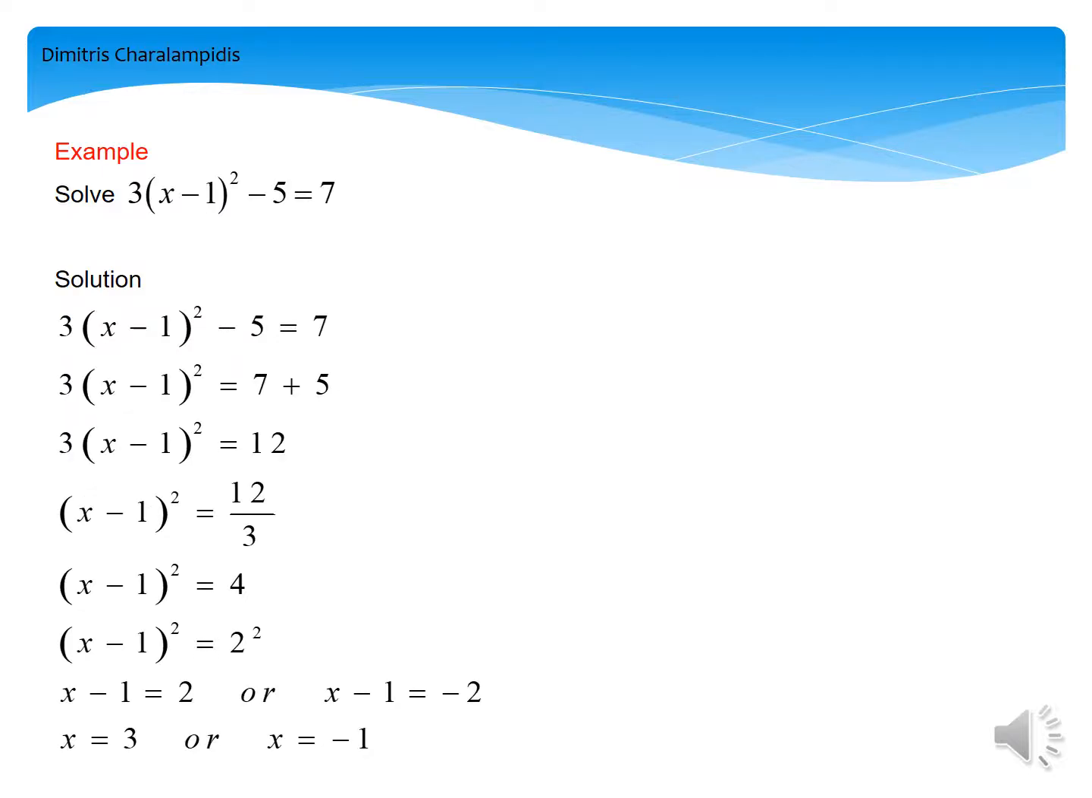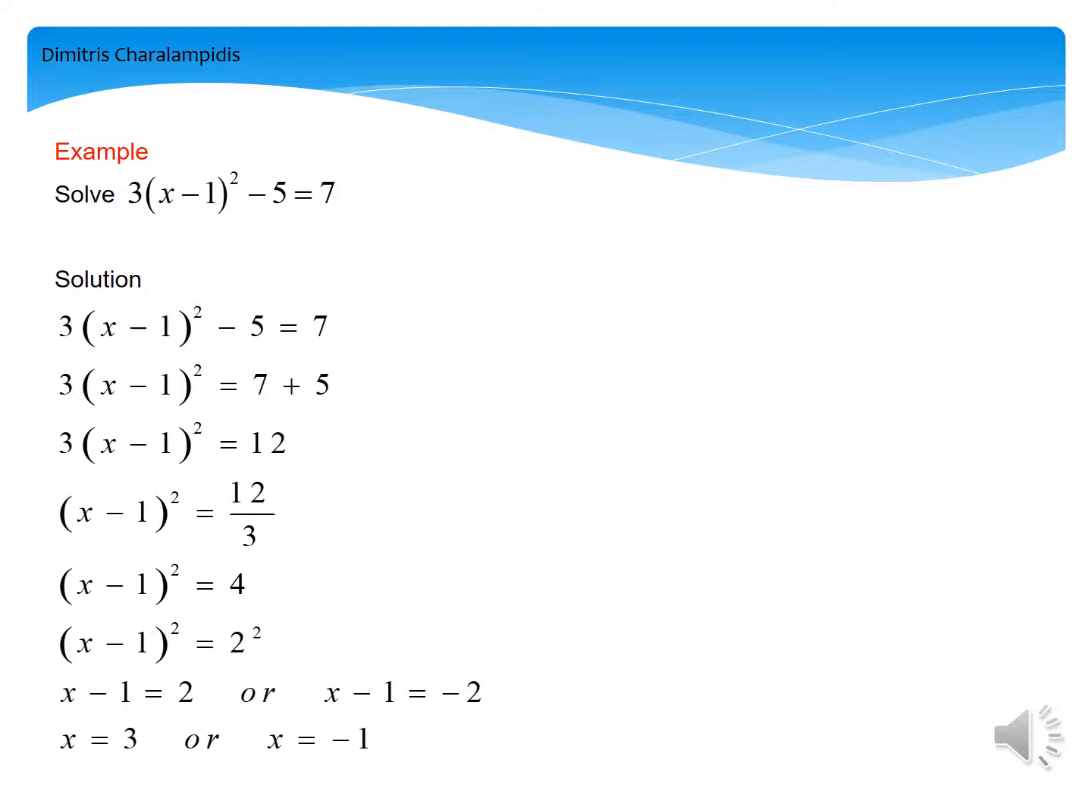Third example, solve 3 times (x minus 1) squared minus 5 equals 7. Again, like before, we will try to isolate on the left hand side this squared expression. So we should write 3 times (x minus 1) squared equals 7 plus 5. Thus 3 times (x minus 1) squared equals 12. Thus (x minus 1) squared equals 12 over 3. Thus (x minus 1) squared equals 4.